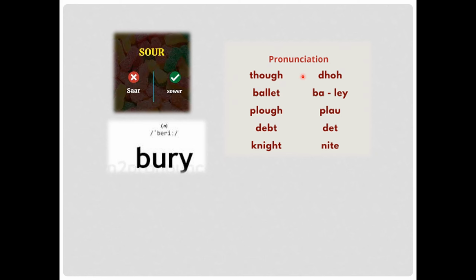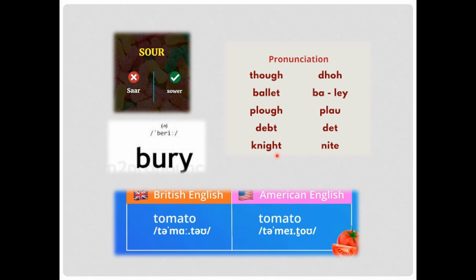Next word is dough. Dough. Ballet. Ballet. Plow. Plow. Debt. Debt. Night. Night. K here is silent. Similarly, B in debt is silent. The next word is tomato. Tomato. We use British English as our official accent for English, so we would say it that way. Although the other pronunciation is also correct, but try to use the British one instead.